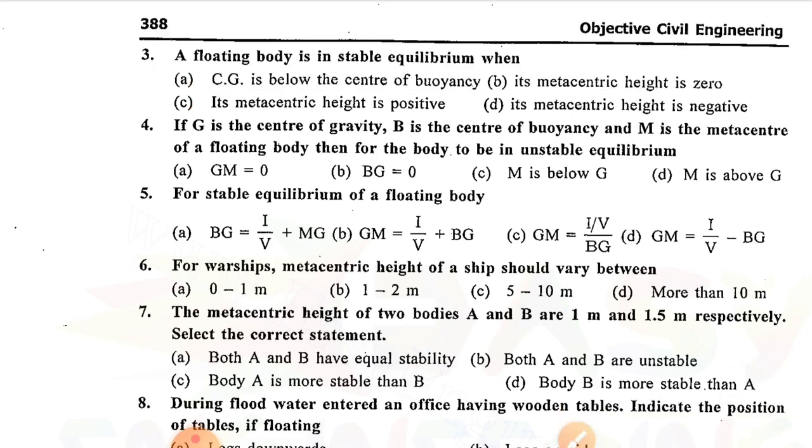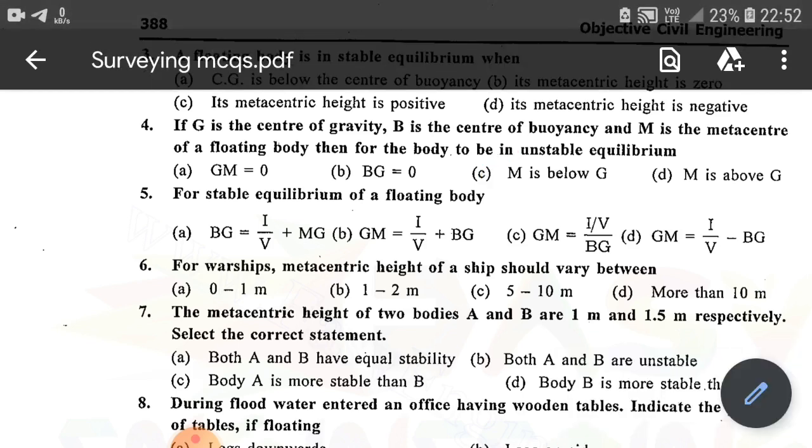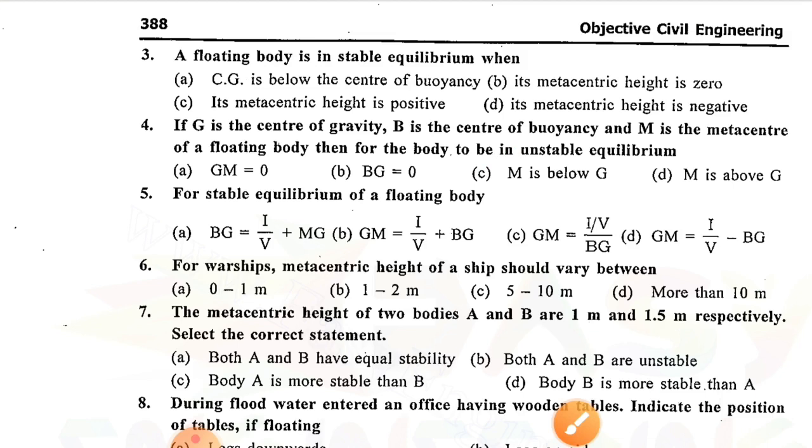Question number 4. If G is the center of gravity, B is the center of buoyancy and M is the metacenter of a floating body, then for the body to be in unstable equilibrium. Option C is correct. M is below G. Question number 5. For stable equilibrium of a floating body, option D is correct. GM is equal to I by V minus BG.